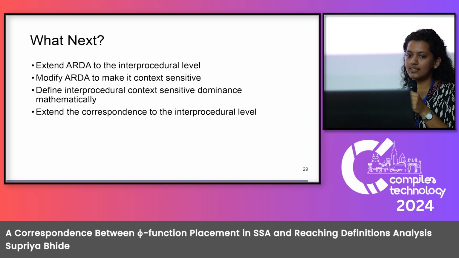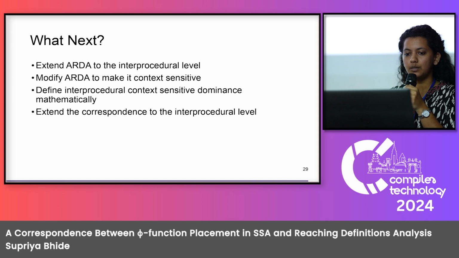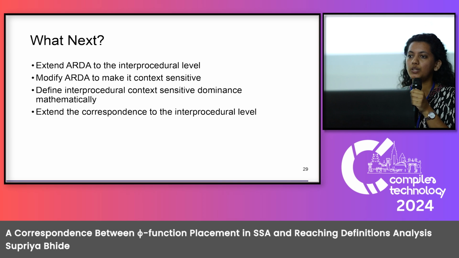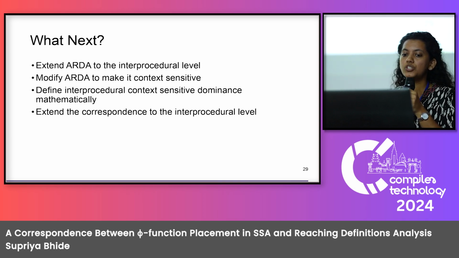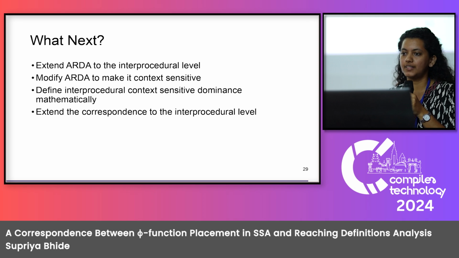So what's next? We've done it at the intra-procedural level. We aim to implement this, and then we aim to extend it to the inter-procedural level. To do this, we need to make this context sensitive. We need to define the notion of interprocedural context sensitive dominance mathematically and extend this correspondence thus to the interprocedural level. Thank you.